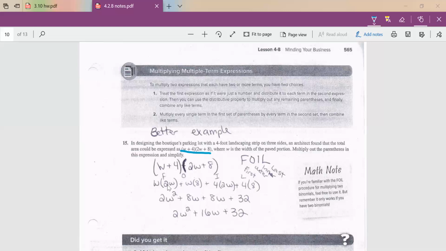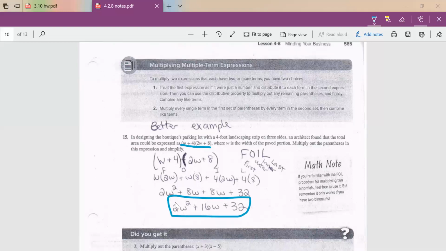So W times 2W is 2W squared. W times 8 is 8W. 4 times 2W is 8W, and 4 times 8 is 32. And then we're going to combine like terms. So 8W plus 8W makes 16W. And I just want to note that this is not a like term, 2W squared, because it has an exponent of 2. And this right here is your final answer because nothing else is like terms.